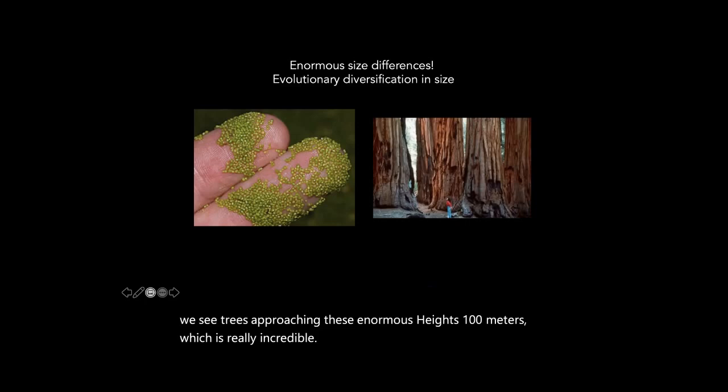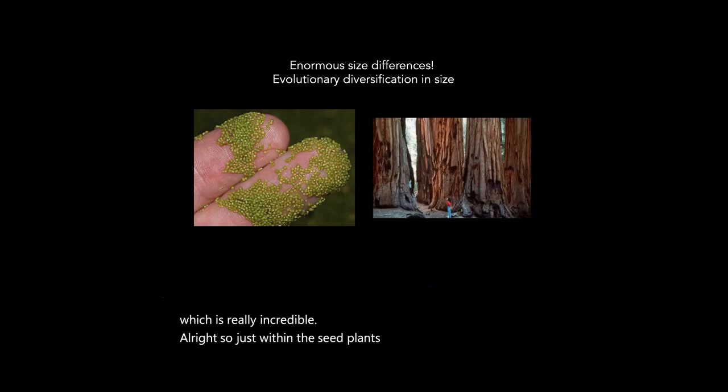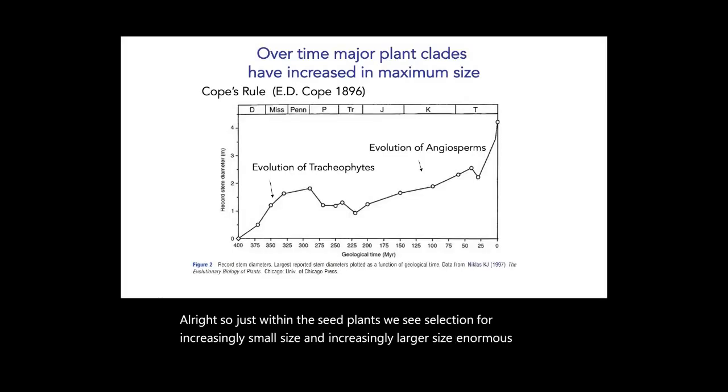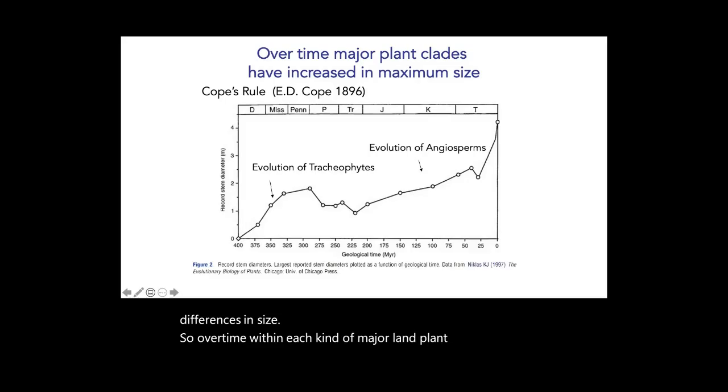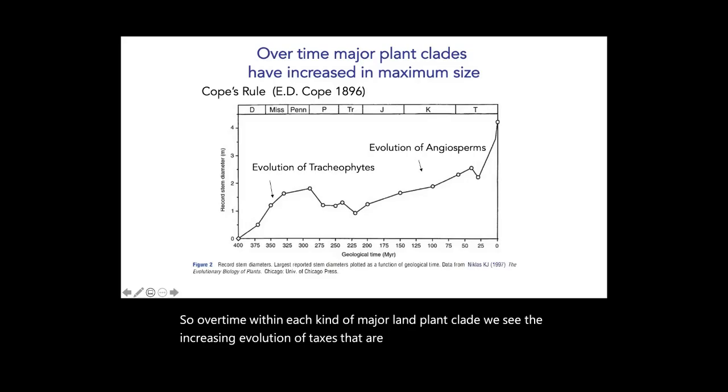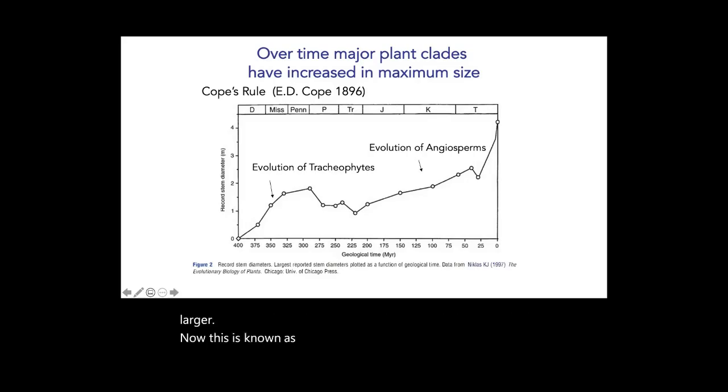All right, so just within the seed plants, we see selection for increasingly small size and increasingly larger size. Enormous differences in size. So over time, within each major land plant clade, we see the increasing evolution of taxa that are larger and larger. Now, this is known as Cope's rule.